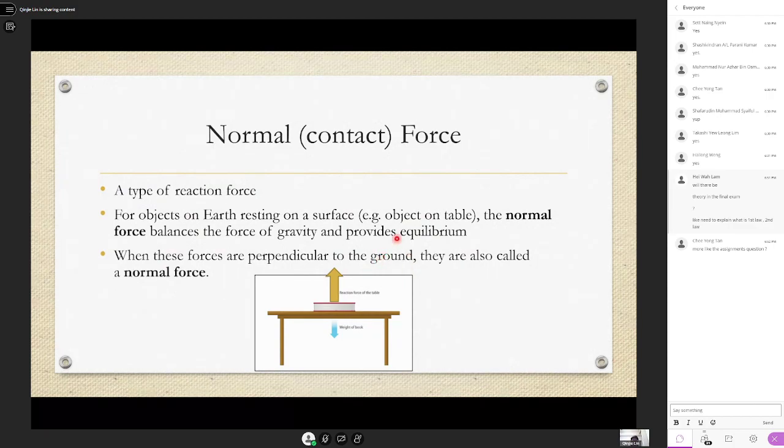Okay, maybe ground is not a very good word. Maybe surface that they are on. If they are perpendicular to the surface, then we call them a normal force. So in this case, you see the book is resting on the table, right? The table, the surface, is here. And now the force is pointing upwards. This force is perpendicular to this surface, correct? So this reaction force, we will call it the normal force. It's just a definition.